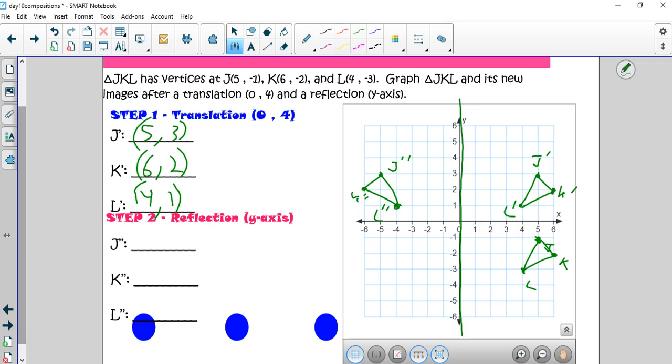So J double prime is at negative 5, positive 3. K double prime is at negative 6, positive 2. And L double prime is at negative 4, positive 1.